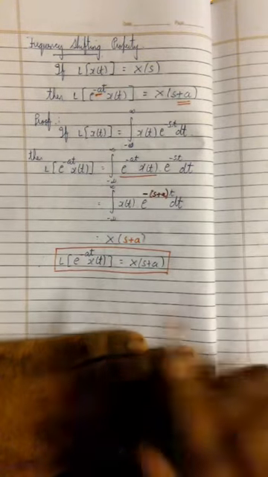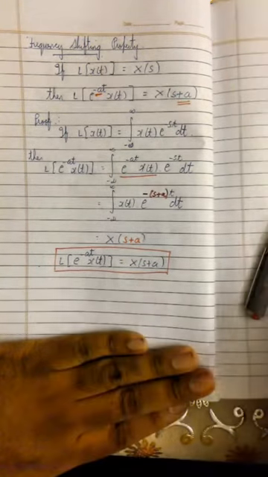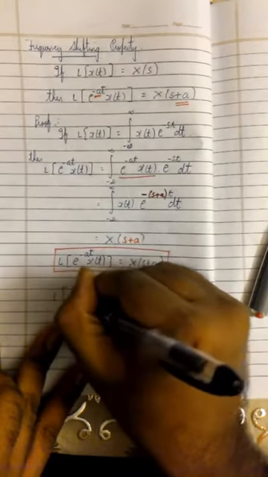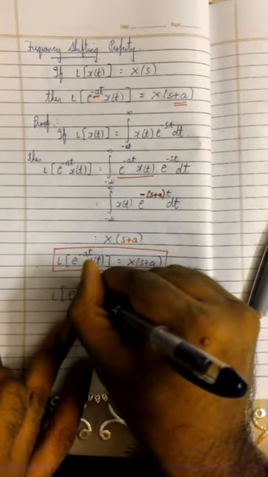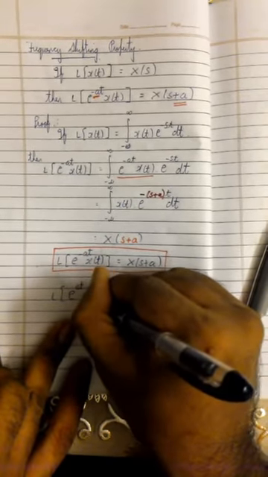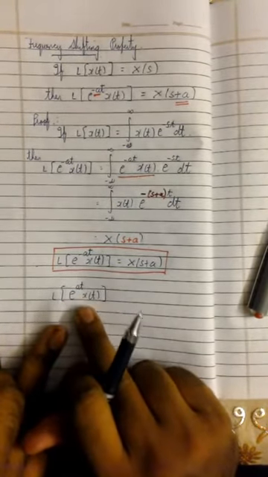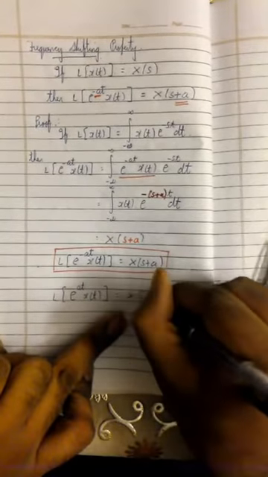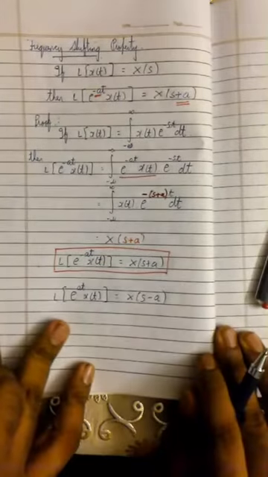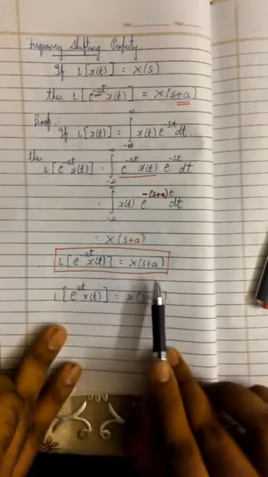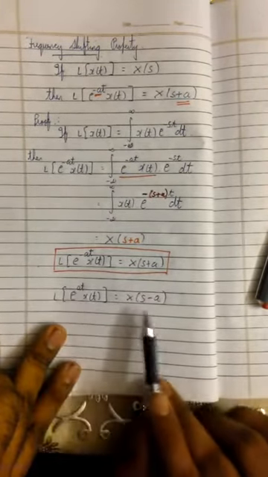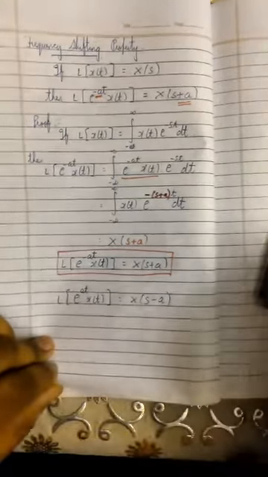So always remember this equation. In other words, if I make the sign change, the frequency shifting theorem can also be defined as: the Laplace transform of e raised to plus at into x of t is equal to X of s minus a. You see, if the power is negative over here, then the shift is positive. If the power is positive over here, then the shift is negative. Now let's do some problems regarding this Laplace transform.